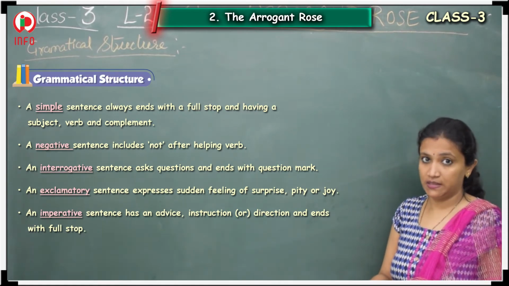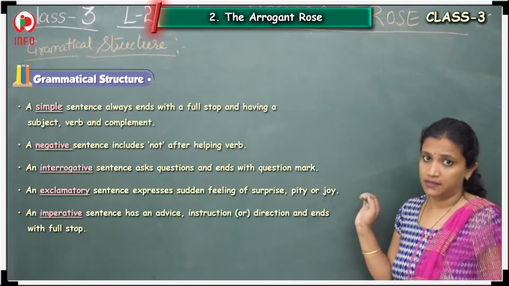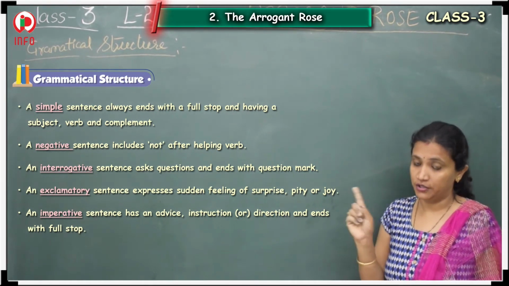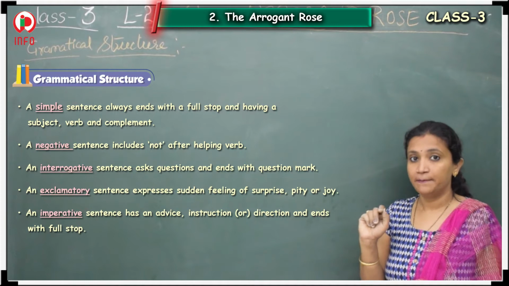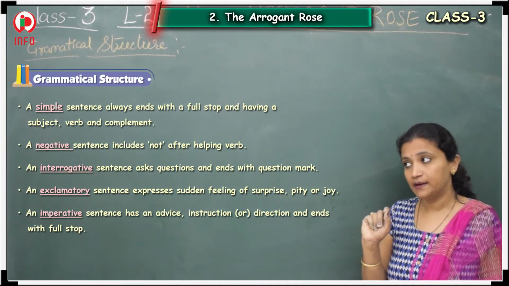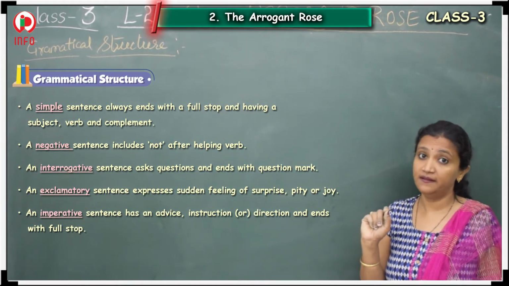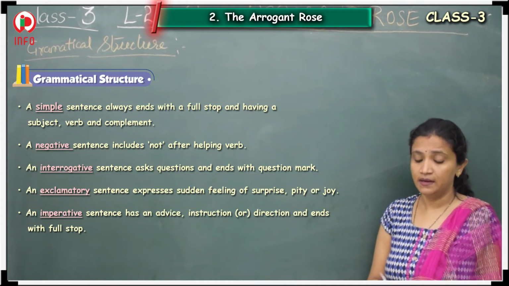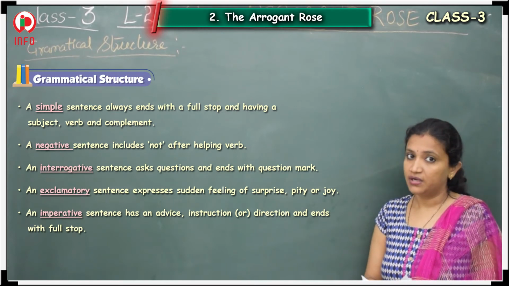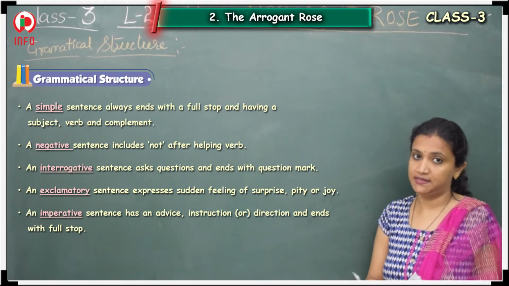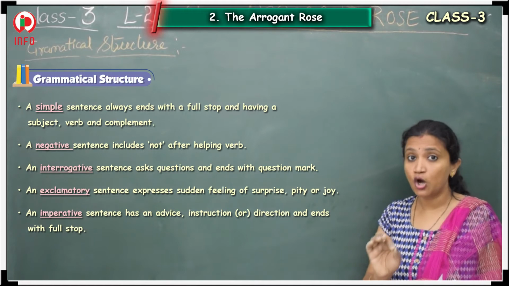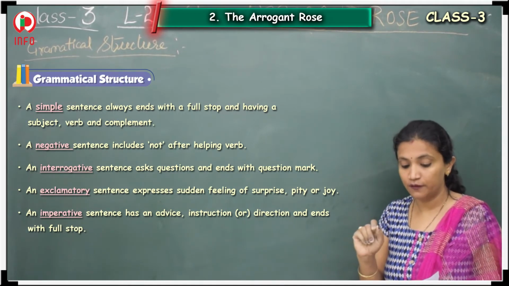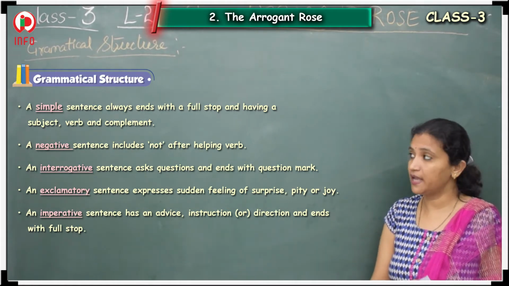Now a negative sentence. What is a negative sentence? A negative sentence always includes no or not, but it should be written after the helping verb. Here I have given you an example: I am not playing with my sister. So I am placing not after the helping verb. So it is a negative sentence.